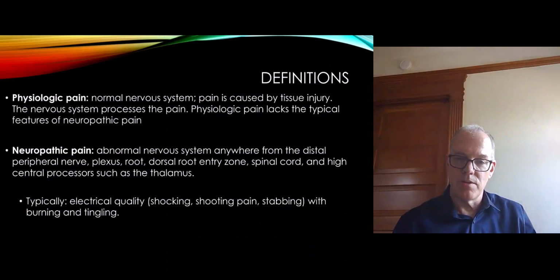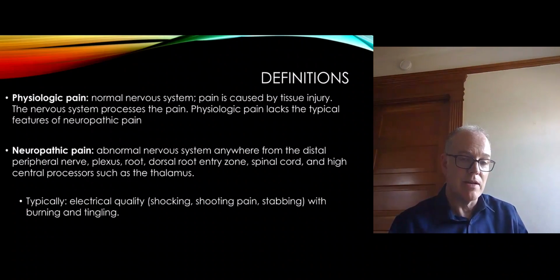Now, before we get into some pain syndromes, let's just go through some definitions first of all. Physiologic pain is pain where we have a normal central and peripheral nervous system. Okay, you sprain your ankle or something like that. The nerves obviously send that information up to the brain, but we have a normal nervous system and it lacks the features of neuropathic pain, which I'm going to describe right now.